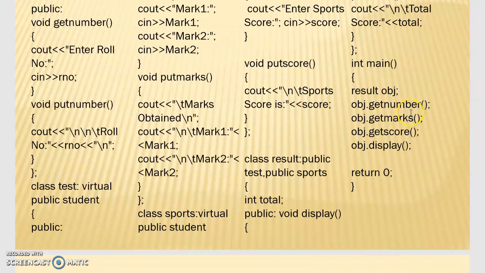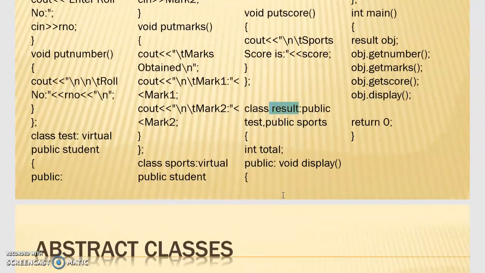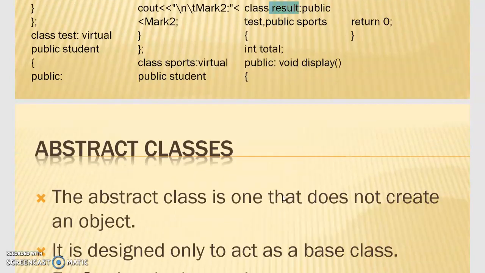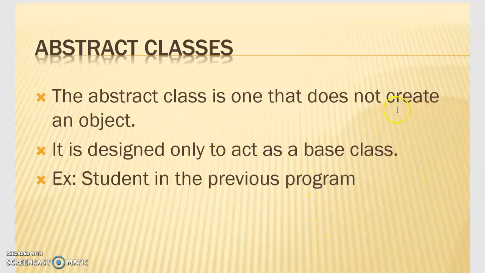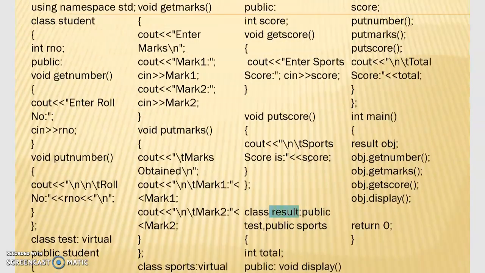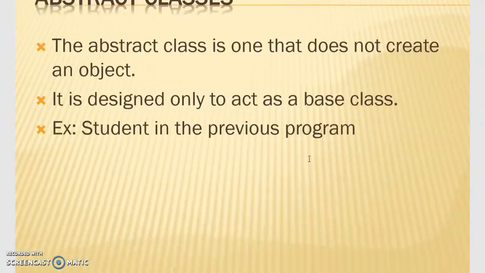But if you look at the main program, you take an object of the class result, which is the ultimate derived class over here. So you can see that when we create an object-oriented program, there will be classes that do not create an object for their functioning, and are designed only to act as a base. So this is the concept of an abstract class.